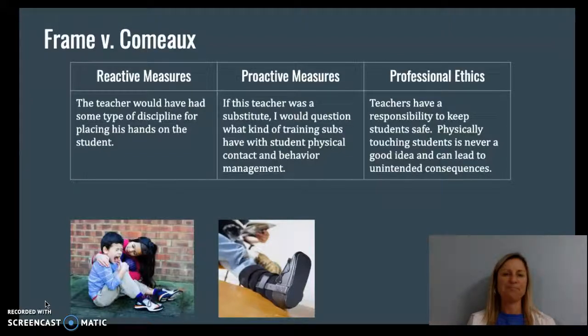And I think this goes back to just the teachers have a responsibility to keep students safe. And so all of your behaviors have to show that you understand that. And physically touching students is never a good idea and can always lead to some unintended consequences. And so that's something I think all teachers need to be really careful about.